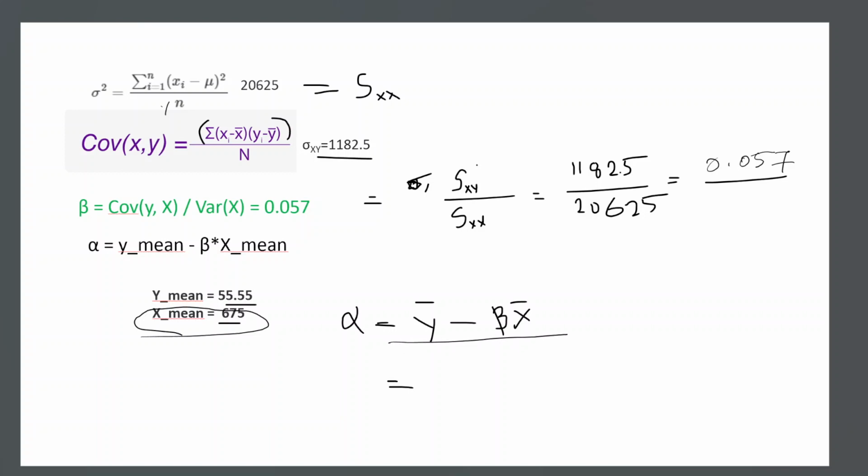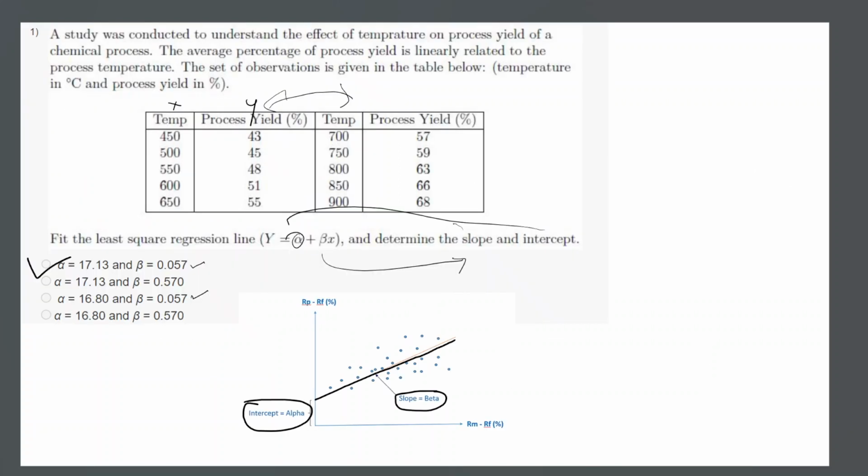So what is y bar? Y bar is 55.55 minus beta, which is 0.057, into x bar, 675. So when you find it, it results in 16.0. So sorry, I have wrongly marked the answer. So the answer is C.